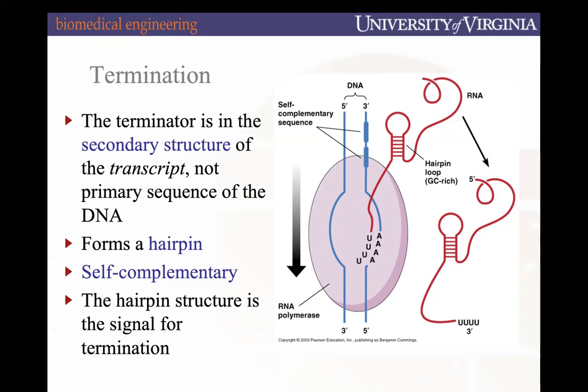This hairpin structure is a secondary structure that's a key cue, or a biophysical signal, to RNA polymerase that transcription needs to end here. And so once this self-complementary hairpin structure is formed, that is the key signal for termination, and RNA polymerase will then leave the DNA, and that'll be the end of transcription there.